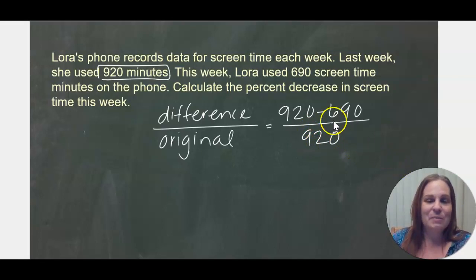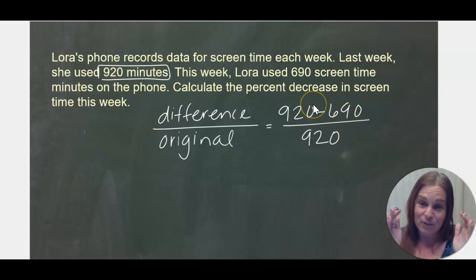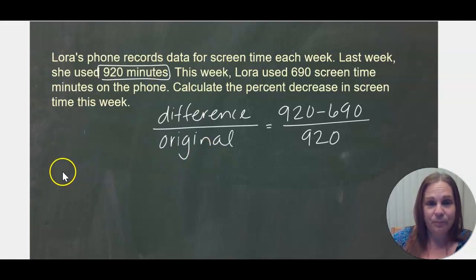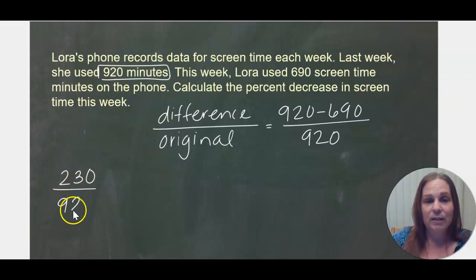All right, now some of you are like, oh, can I just cross those out? No. We're not multiplying on top. We have to do the subtraction first. So no, you cannot cross those out because that's not actually a 920 up there. It's a 920 minus 690. We have to do that first. So 920 minus 690 is 230. So I'm going to continue down here. I get 230 over 920.